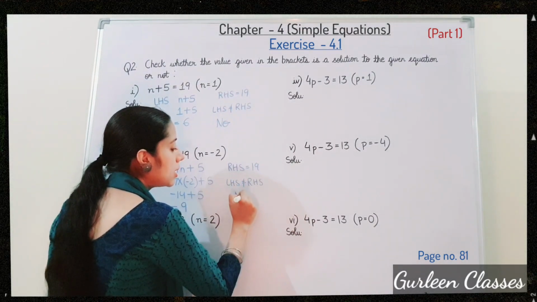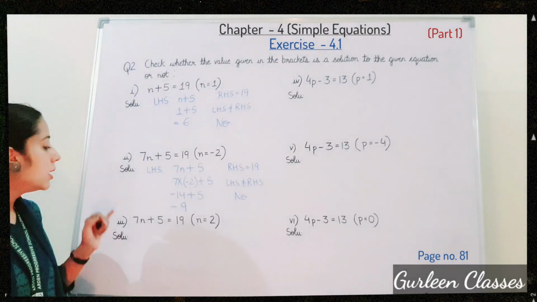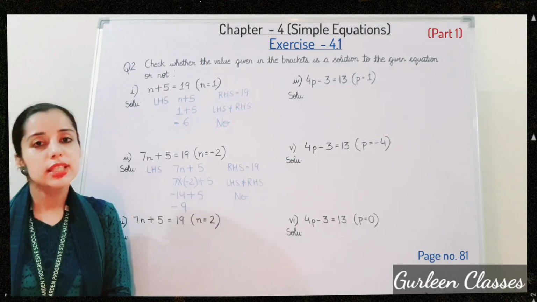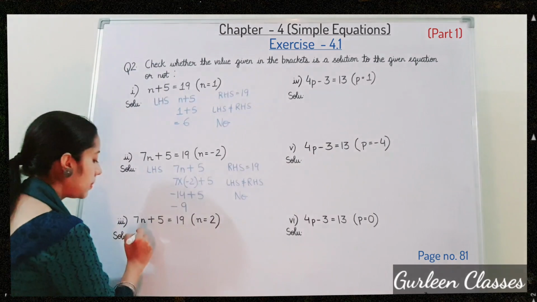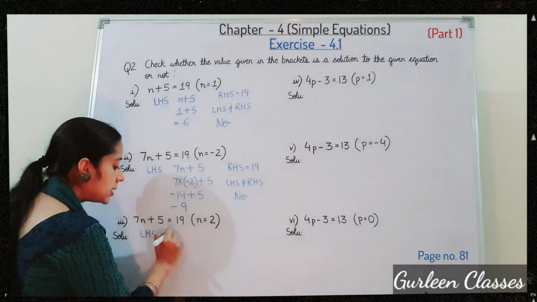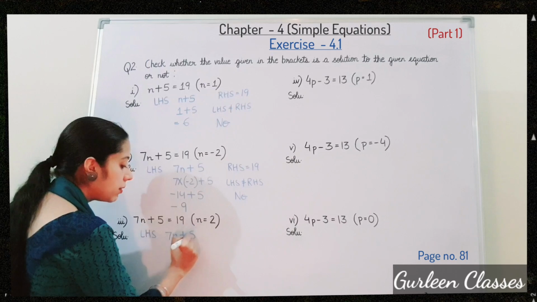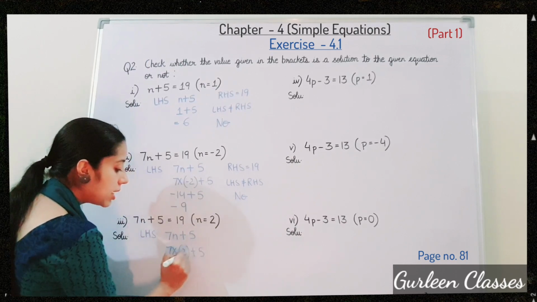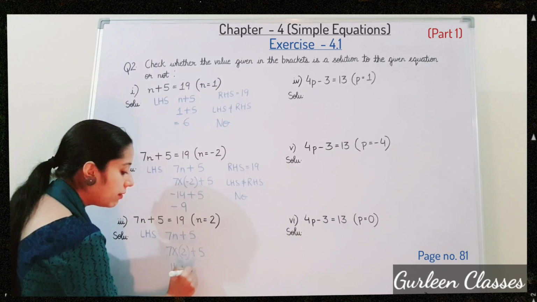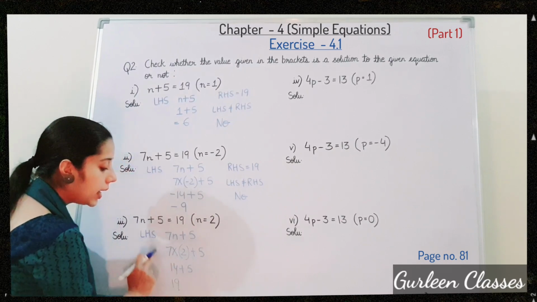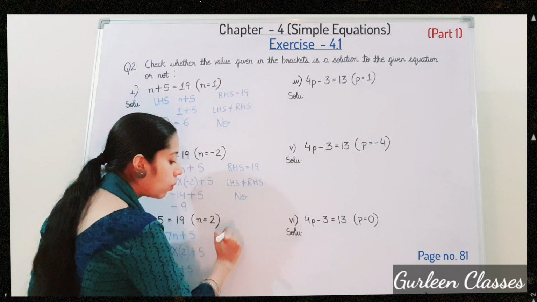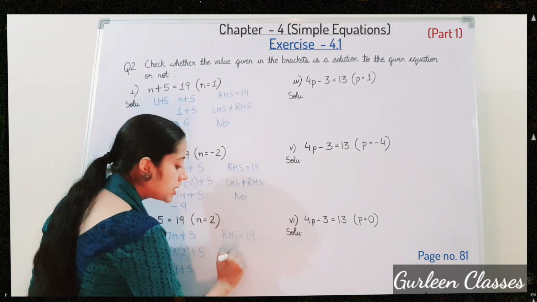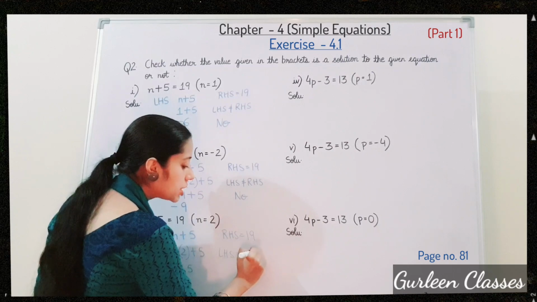So answer is no. Third part, 7n plus 5 is equal to 19 and the value of n is 2. Let us solve. LHS 7n plus 5. 7 into 2 plus 5. 7 2s are 14 plus 5, that is 19. LHS is coming 19. What is RHS? RHS is also 19. So LHS is equal to RHS.